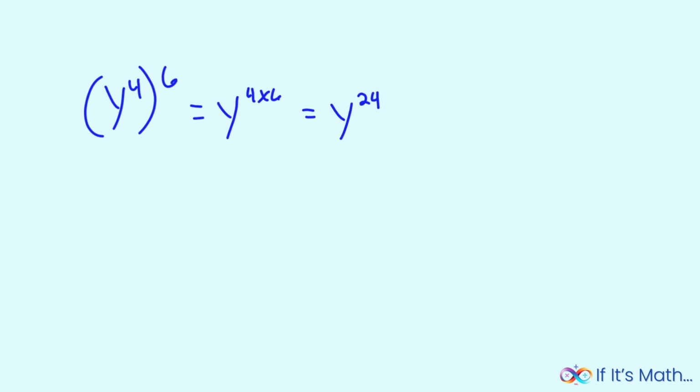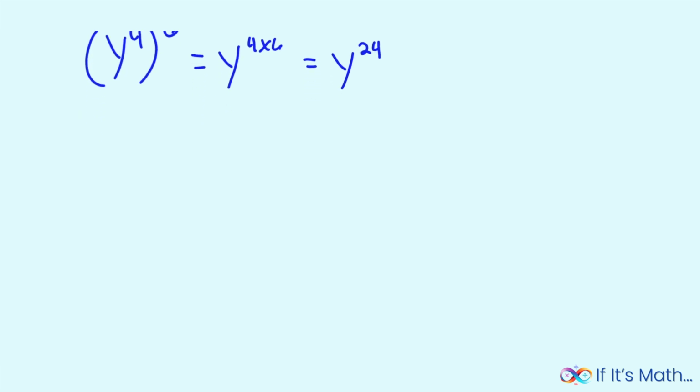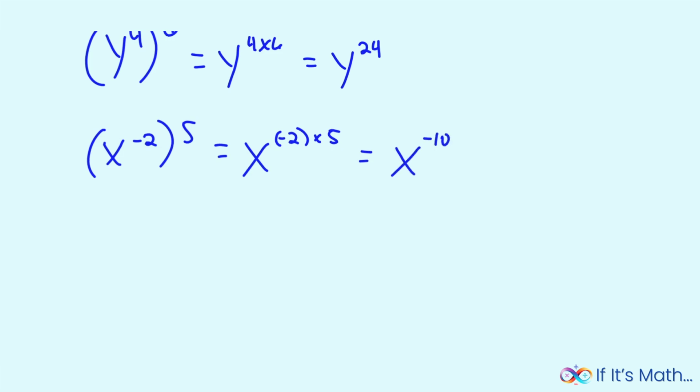So what if we have y to the 4th to the 6th? So remember, when you have exponents raised to exponents, you have to multiply. So this is y to the 4 times 6. That's going to be y to the 24th. If you had x to the -2nd, say all that raised to the 5th, still the same. You got to have x to the negative 2 times 5. That's going to give you x to the negative 10.